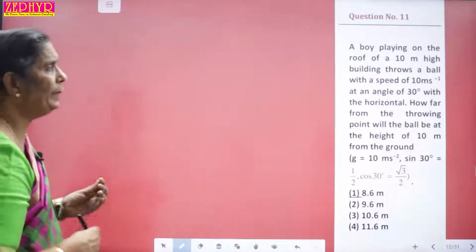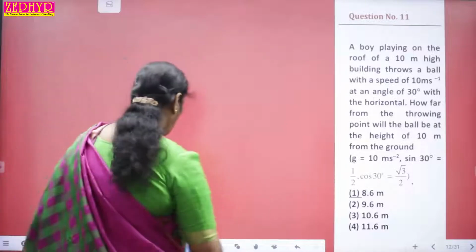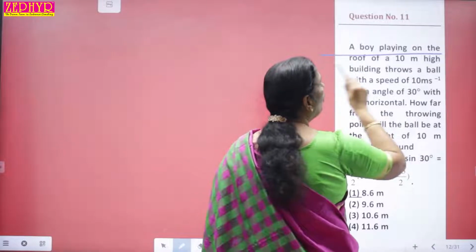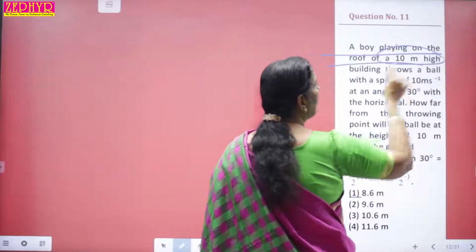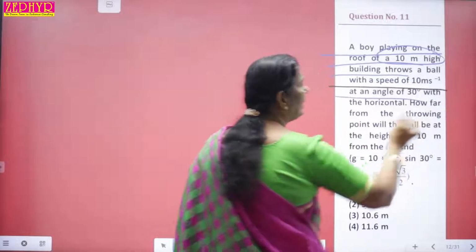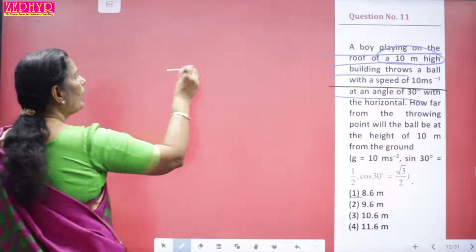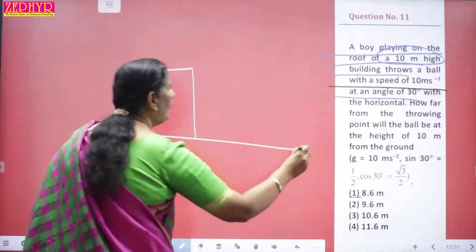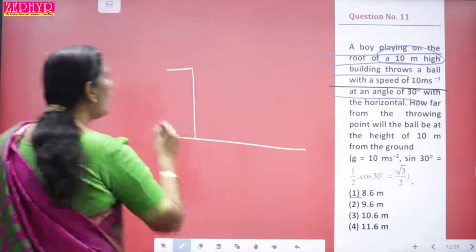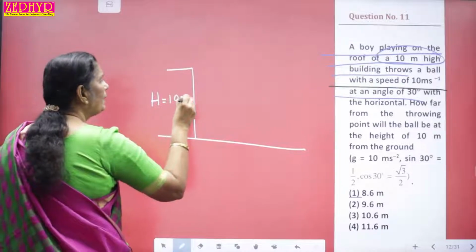And the next question will again be from projectile motion. Always read the question. A boy on the roof of a 10 meter building throws a ball with a speed at an angle. So what you have to do is go to the top of the roof. The boy is at a height h, where h is equal to 10 meters.